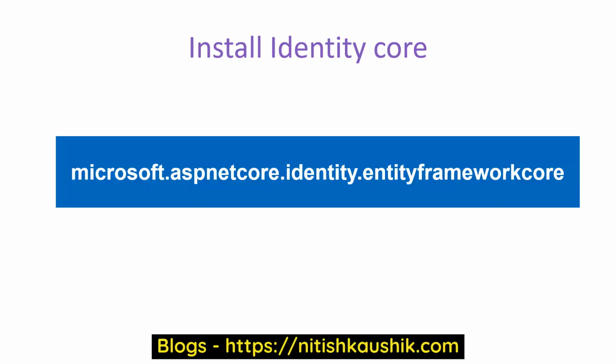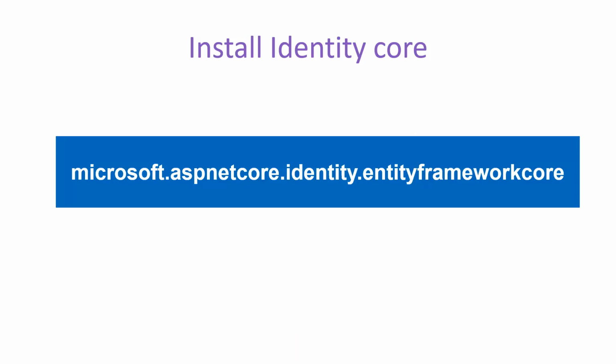The first step is that we need to install this Identity Core in our application. If we are working with an ASP.NET Core MVC application, then there are a couple of packages for Identity Core. But if you install this package microsoft.aspnetcore.identity.entityframeworkcore, then all the dependent packages will get installed automatically in your application. Let's quickly open Visual Studio and let's install this package.